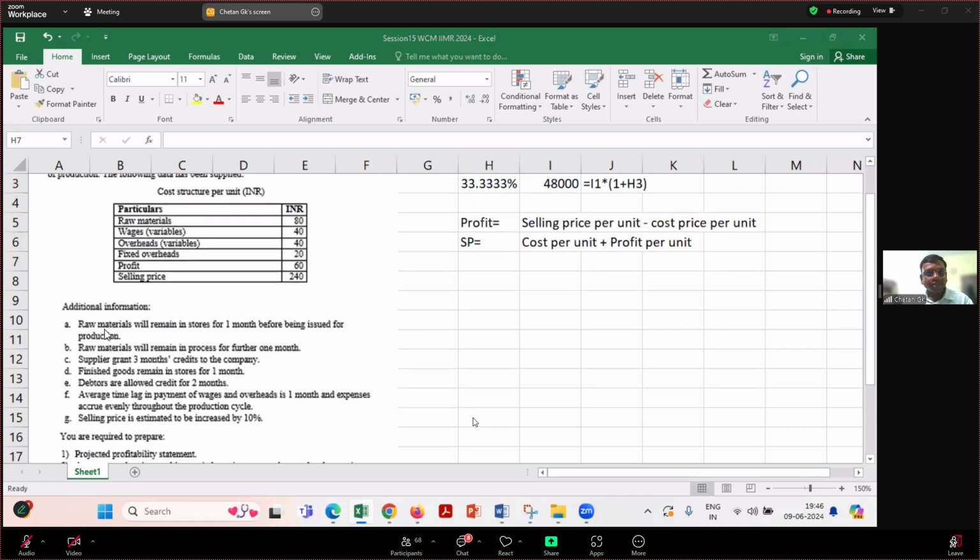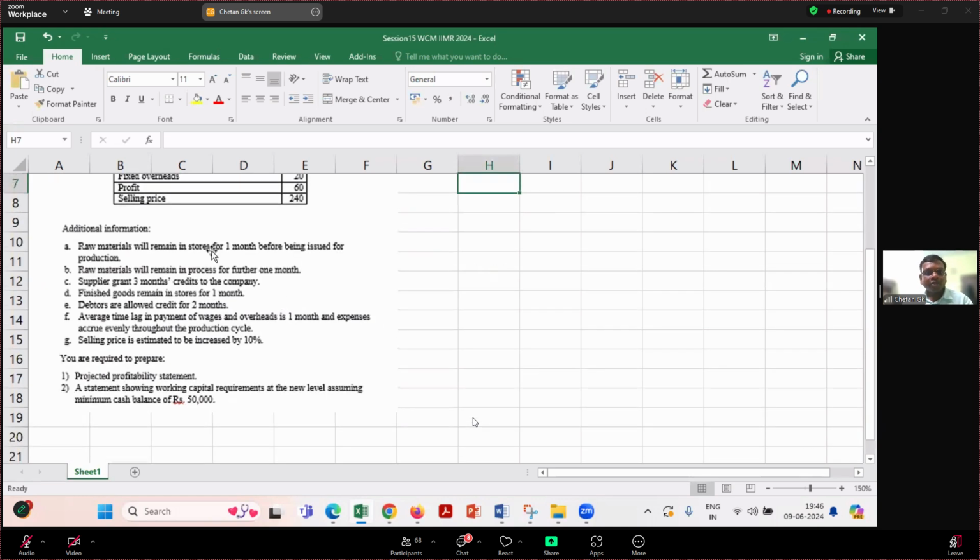Let us see what is there in the additional information. The raw material will remain in stores for 1 month before being issued for production. Before it is issued for production, the raw material stays in the stores itself. Then the raw material will remain in the process for a further 1 month. What do you mean by process? It is work in progress. After 1 month in work in progress, the raw material becomes a finished product. The supplier will grant 3 months credit to the company. So supplier credit is 3 months.